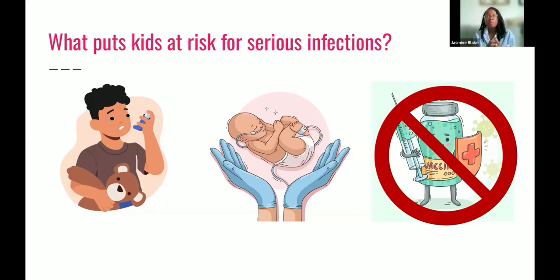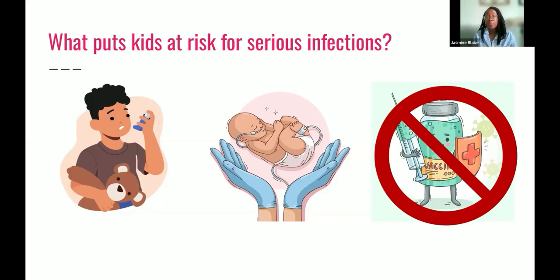And one of the biggest risk factors is not receiving vaccines. So we have vaccines for many, many of the respiratory illnesses that children get. And those who are not vaccinated, particularly against respiratory illnesses like flu, COVID, and pneumonia, are at more risk of having a serious infection.